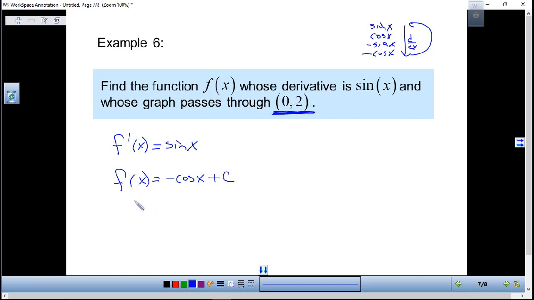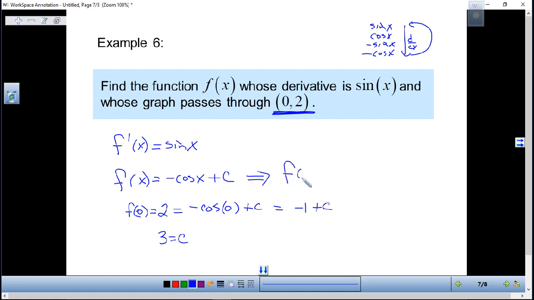That means that f of 0, which is equal to 2 here, has to equal negative cosine of 0 plus c. Now, what is cosine of 0? Well, cosine of 0 is 1. So we end up with negative 1 plus c. We're going to add 1 to both sides. So 3 equals c.